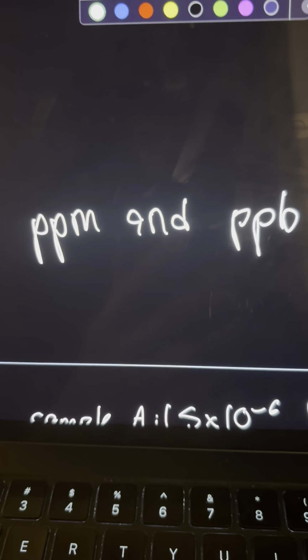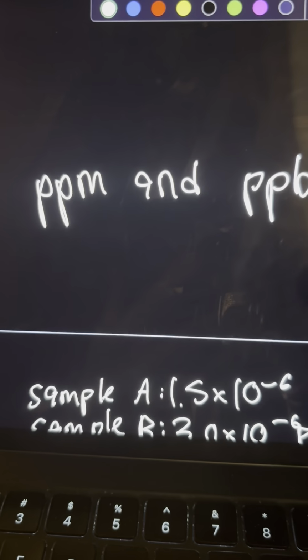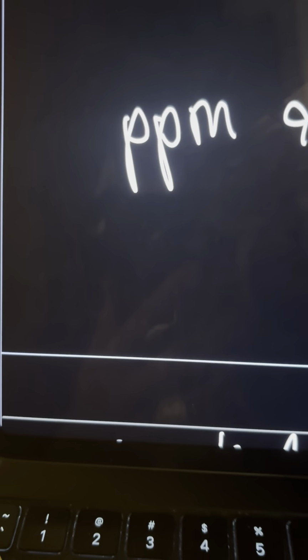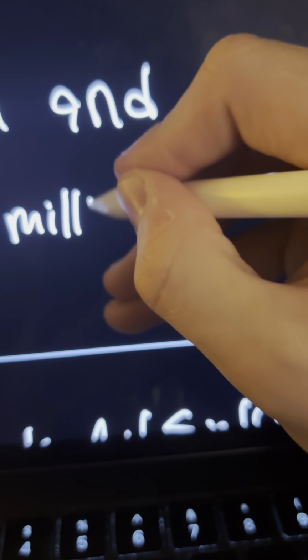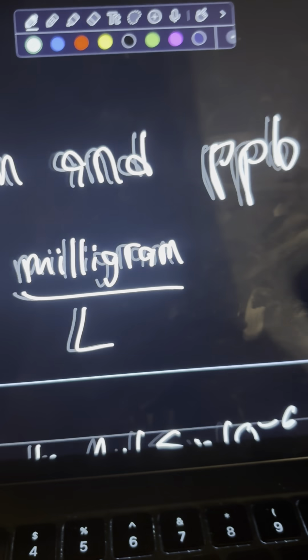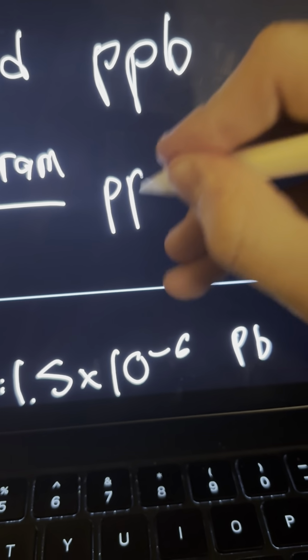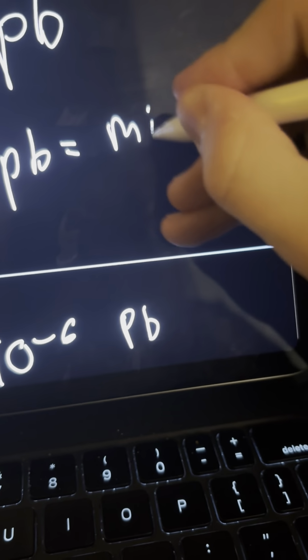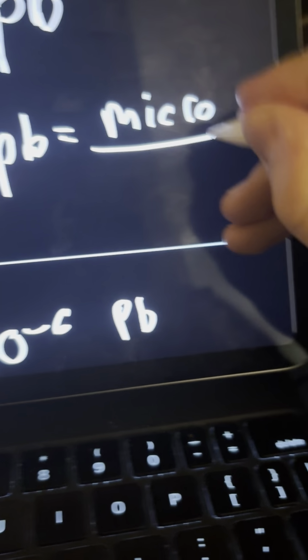Okay, now we are going to review the parts per million and the parts per billion. Some important notes about these is that parts per million actually just equals milligrams over 1 liter. And we know that parts per billion is actually micrograms, I just want to write that out, per liter.